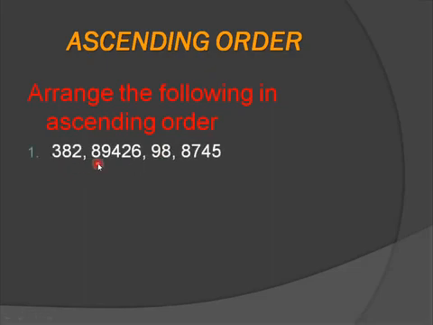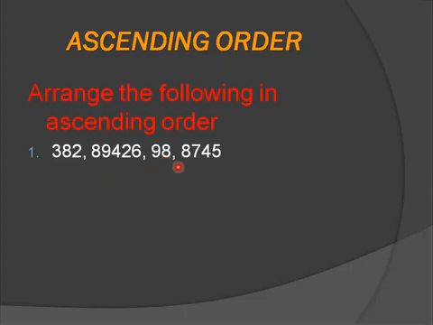382, 89,426, 98, 8,745. So this is our question. Now these numbers you have to arrange in ascending order. So how do you arrange this? First you should arrange the numbers from small to big. So here this is 3-digit number and this is 5-digit number, 2-digit number, 4-digit number. So which will be with the less digits, that will be the small number, as we learned in last comparison of numbers.